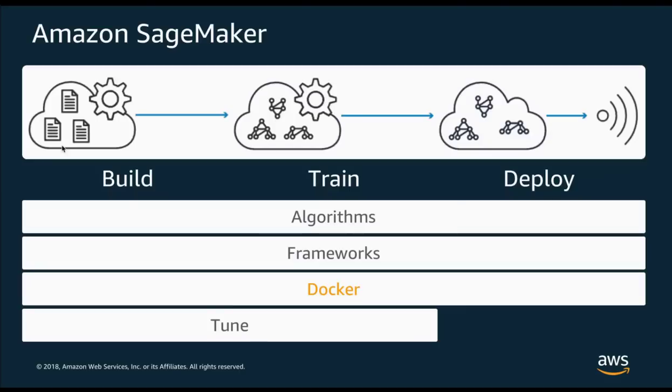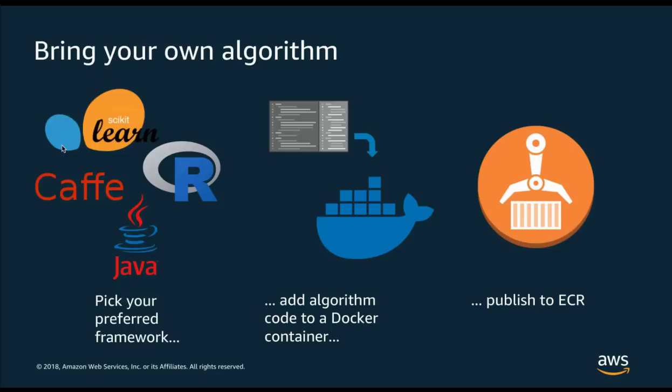For the bring your own approach of a Docker container, we've developed this so that you can still take advantage of things like SageMaker training and hosting, even if we don't support the framework that you've chosen. So if you have an algorithm in R or Java or scikit-learn that you'd like to bring and train in SageMaker's managed training or hosting, you can do that by bundling that algorithm code up into a Docker container and publishing that container to ECR.